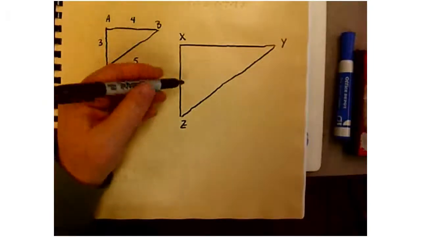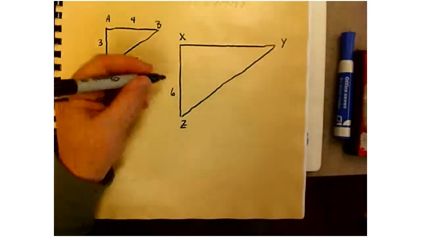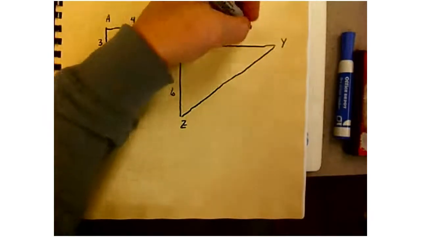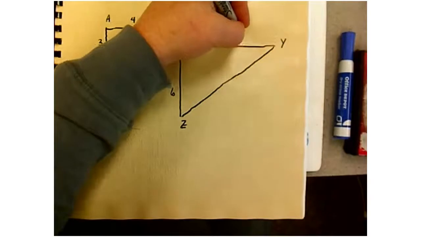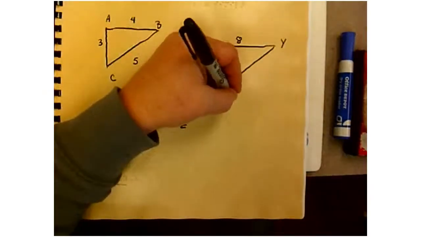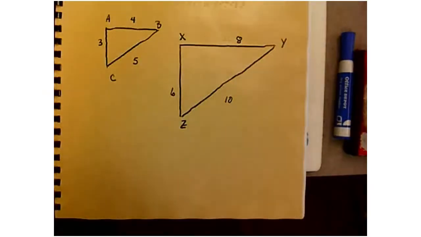All right, from X to Z is 6. From X to Y is 8. And from Z to Y is 10. So what is the scale factor? From ABC, you could find the perimeters if you want to, or you can just do corresponding sides to find a scale factor. So, like 3 to 6. What did you say, Abby?